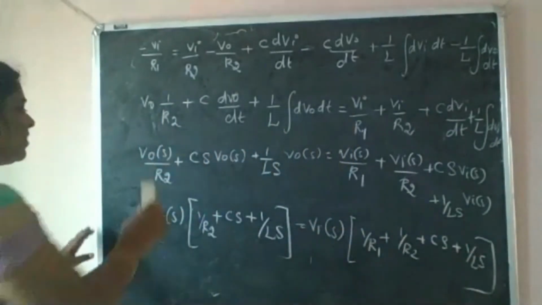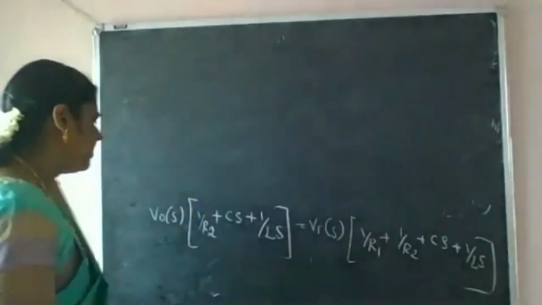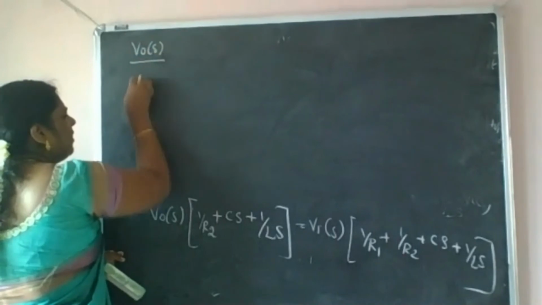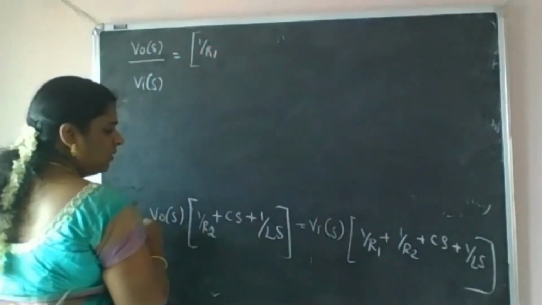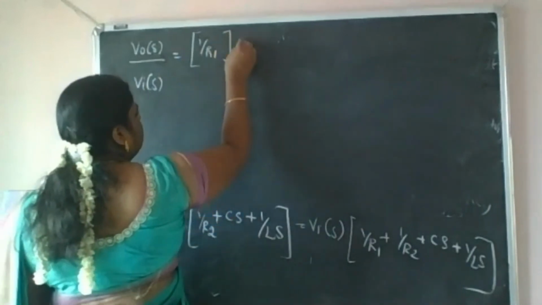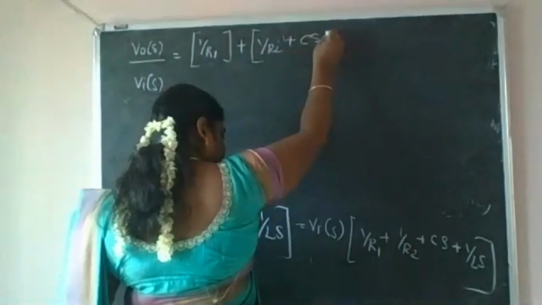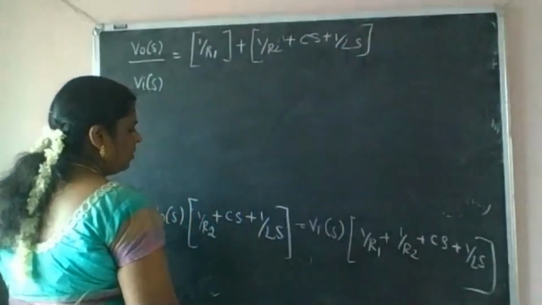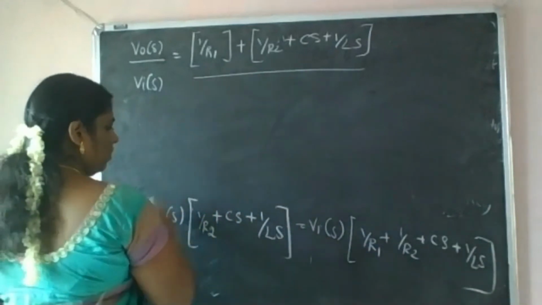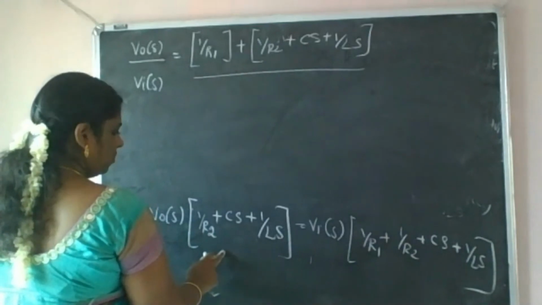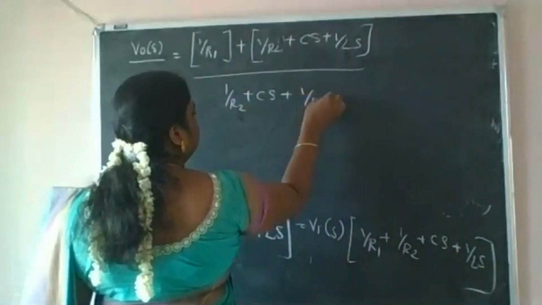Now again simplifying this expression to find the relation of input to output, we rearrange it. We get V0(s) divided by Vi(s) is equal to (1 divided by R1 plus 1 divided by R2 plus CS plus 1 by LS) all divided by (1 by R2 plus CS plus 1 by LS).